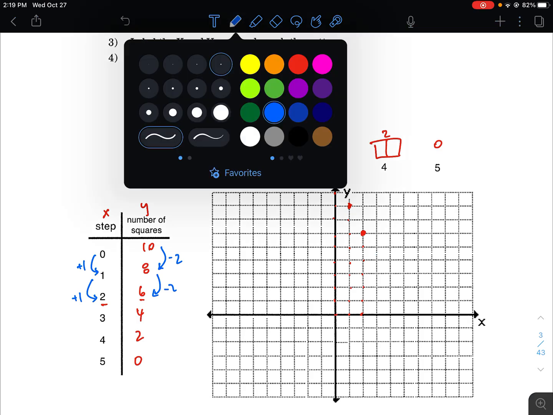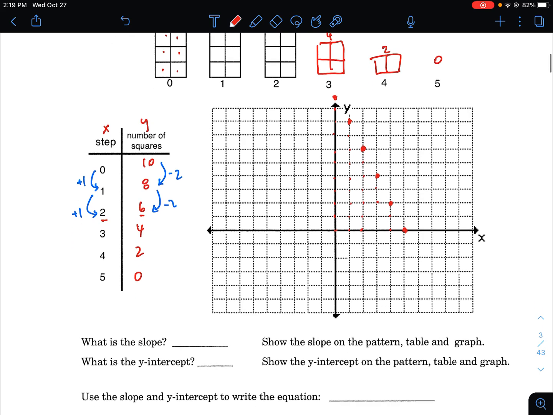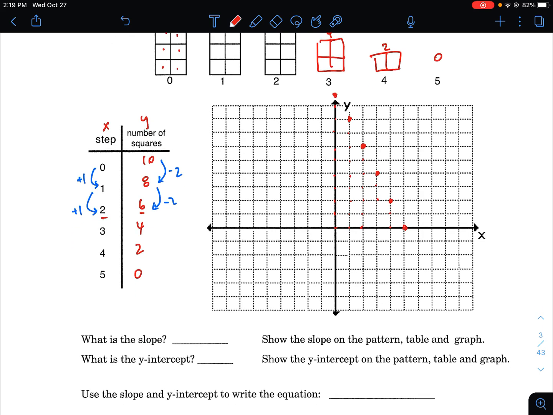Oops, not blue, not red. And then we again go down 2 over 1, then down 2 over 1. We could use this information to predict where the next one goes. You go down 2 over 1, down 2 over 1, down 2 over 1, and draw a straight line through all these points.